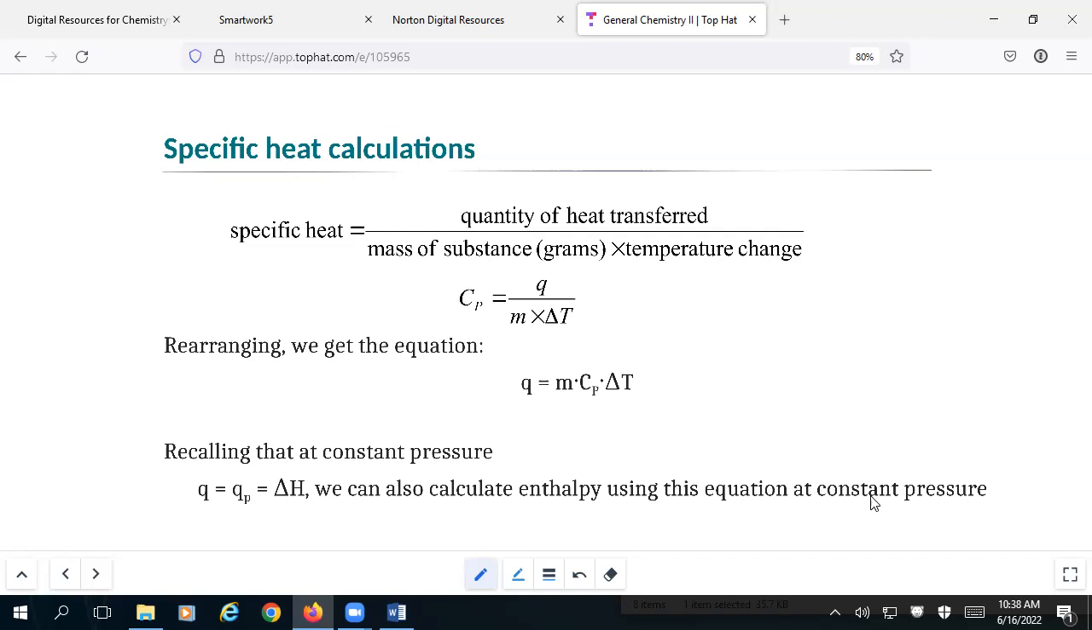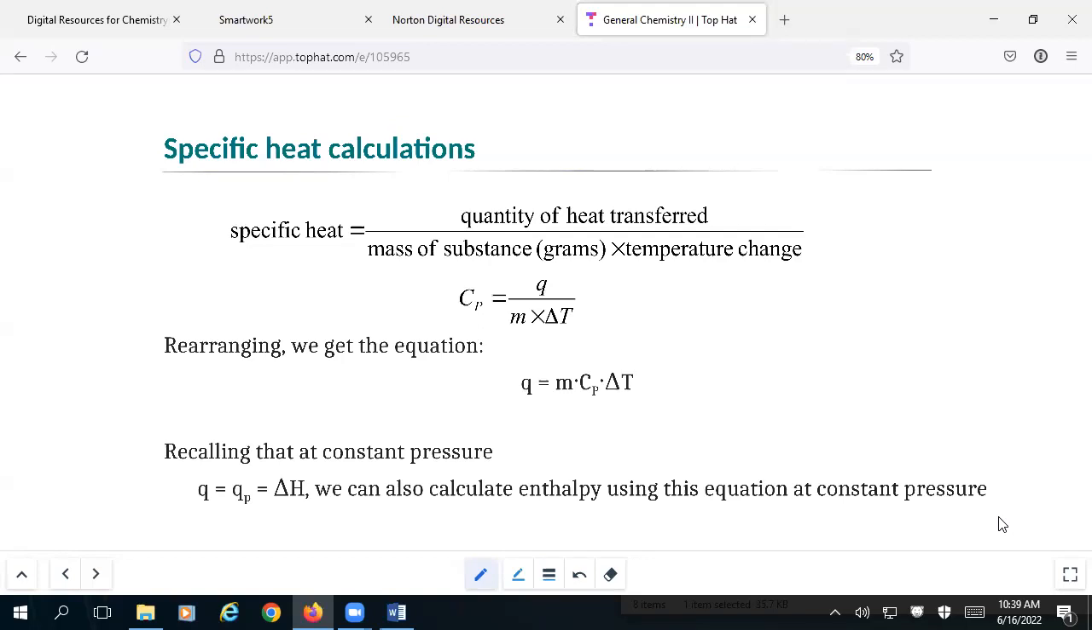And again, if we are at constant pressure, that would also mean that this value of Q that we are calculating here would be our enthalpy change. So what this boils down to is that when we are talking about heat change calculations, there are basically 2 directions we go. If the temperature is changing, this is the equation that we're going to use. Q is equal to MC delta T.